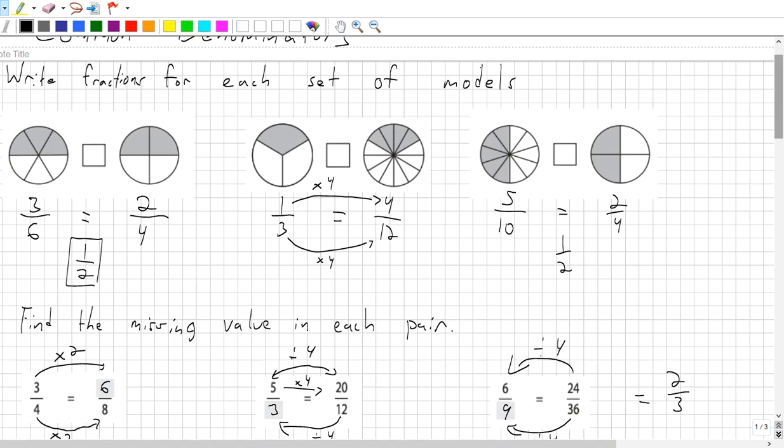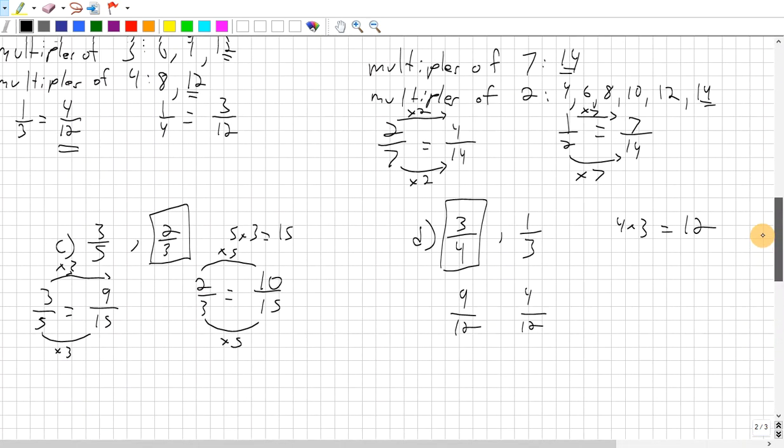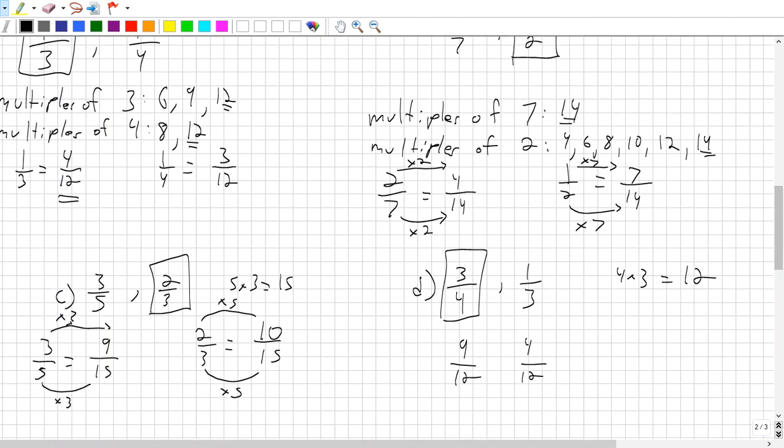So hopefully that helps you with common denominators and how to solve for common denominators, how to compare fractions. In the next lesson we'll look at adding and subtracting.